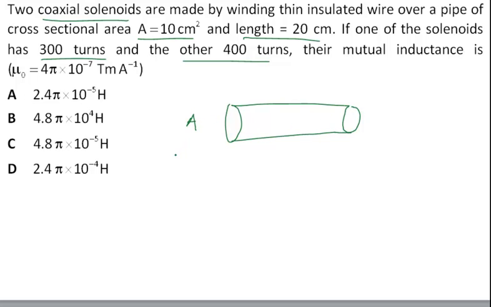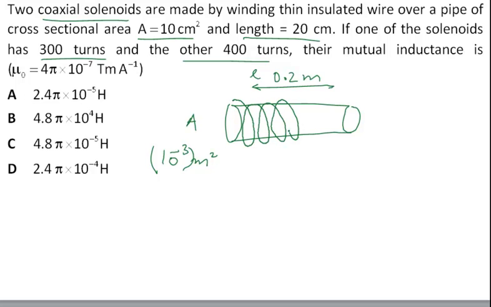Now you have a pipe of cross-sectional area A. This cross-sectional area A is given as 10 to the power minus 3 meter square. Okay, 10 centimeter square will become 10 to the power minus 3 meter square, and the length is 20 centimeter or 0.2 meters. Now you have winding on this. So N1 is given as 400 and N2 is given as 300. There are two windings.